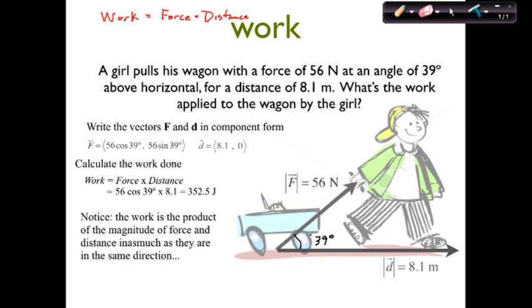So notice, work is the product of the magnitude of the force and the distance insofar as they're in the same direction. Do you see that? So what's going on here? What is this calculation right here? That's the dot product, right? So work is an application of the dot product because you want only the amount of force that's in the direction you're going. That's exactly what we're talking about.